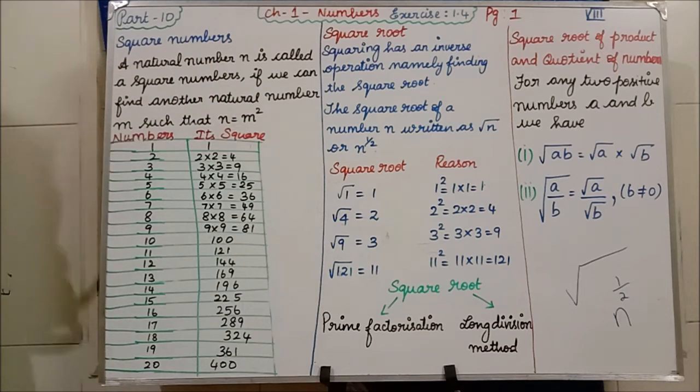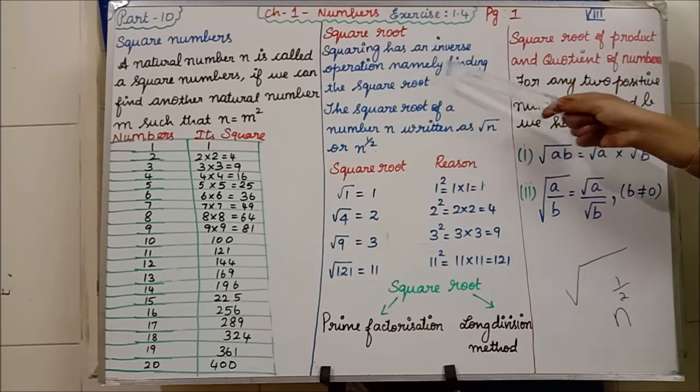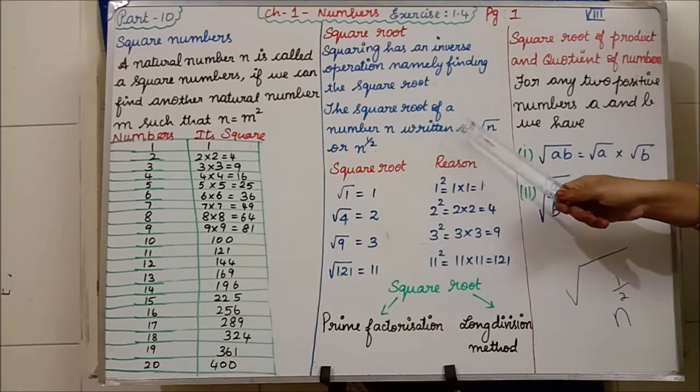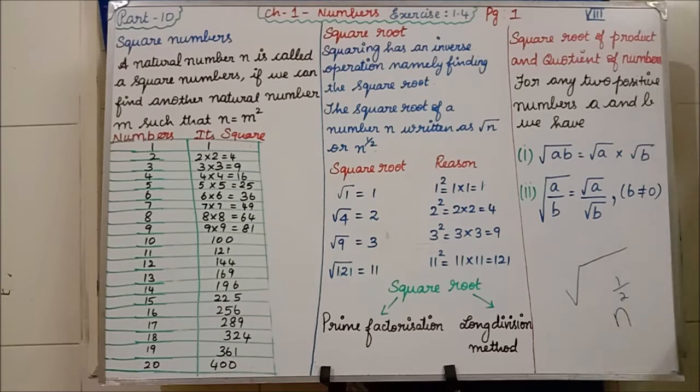Next, we are going to see about square root. Squaring has an inverse operation, namely finding the square root. Students, for addition, what is the inverse operation? Subtraction. Likewise, for square numbers, we have the inverse operation, namely square root. Okay, square root is denoted by this symbol. You have to draw it and come straight. Otherwise, you can write n whole power 1 by 2 also. The square root of a number n is written as square root of n, or n whole power 1 by 2.